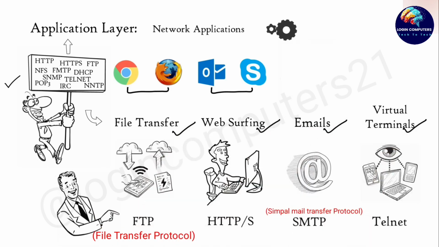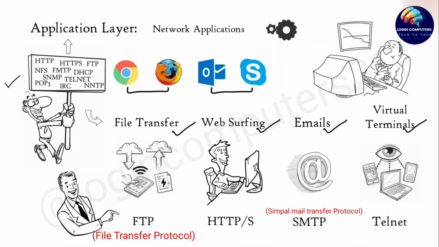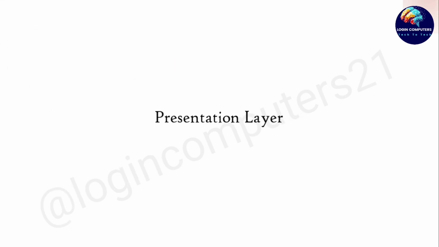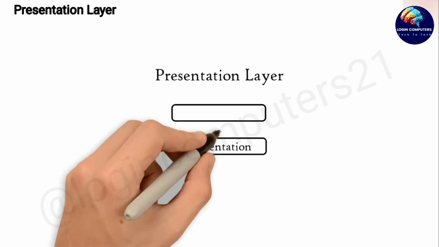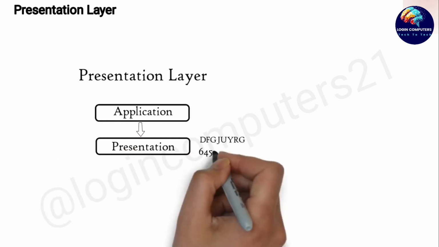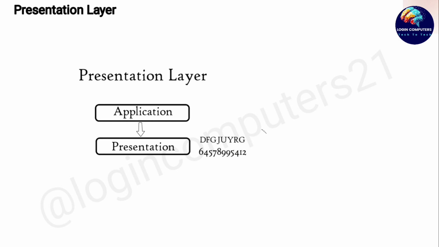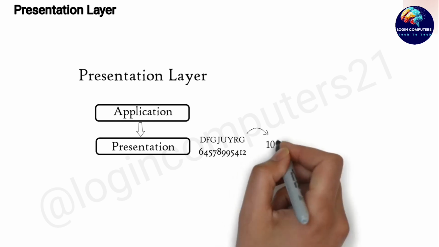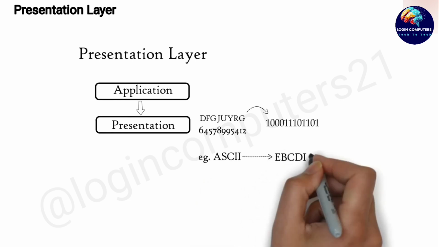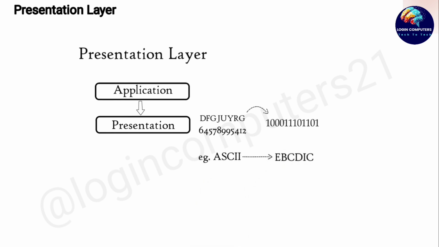So the application layer provides service for network applications with the help of protocols to perform user activities. Next to the application layer is the presentation layer. The presentation layer receives data from the application layer. This data is in the form of characters and numbers. The presentation layer converts these characters and numbers to machine-understandable binary format, for example, conversion of ASCII to EBCDIC code. This function of the presentation layer is called translation.